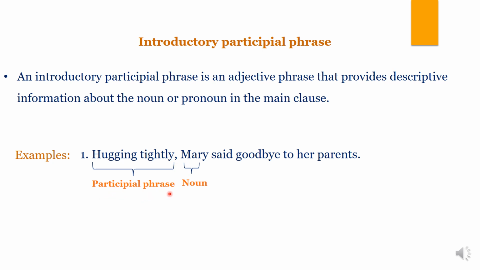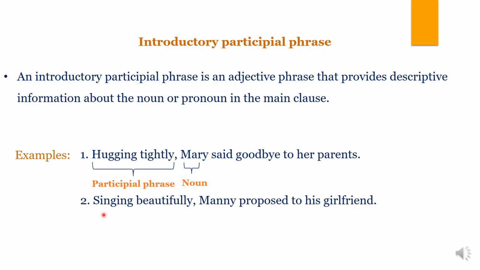What does an introductory participial phrase do? It is an adjective phrase that is providing descriptive information about the noun. In this case, Mary is a noun and hugging tightly is a participial phrase. Second, singing beautifully, Manny proposed to his girlfriend. Again, Manny is a noun, singing beautifully is a participial phrase that is providing descriptive information about the noun. Therefore, we need to place a comma after singing beautifully.